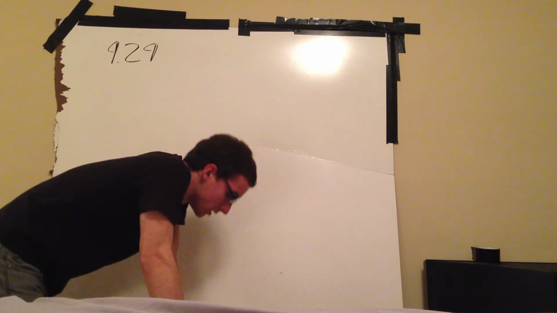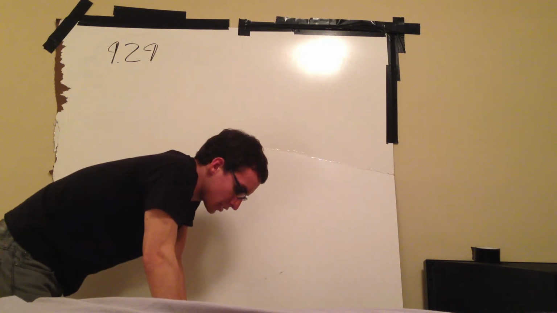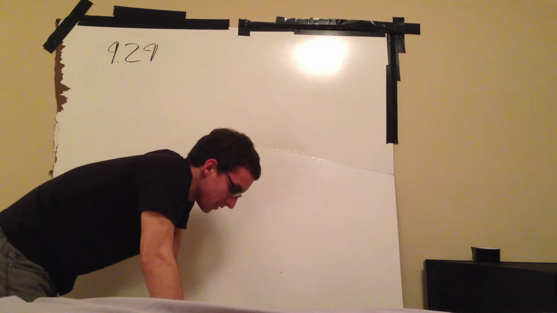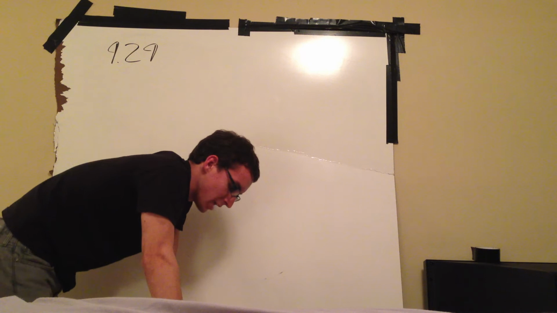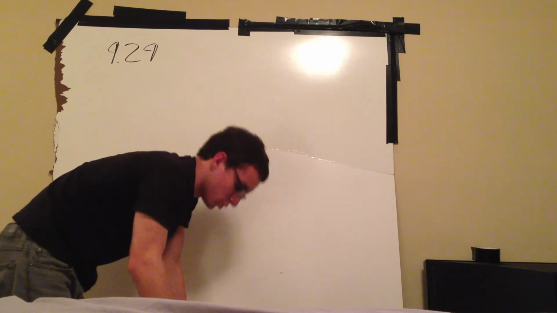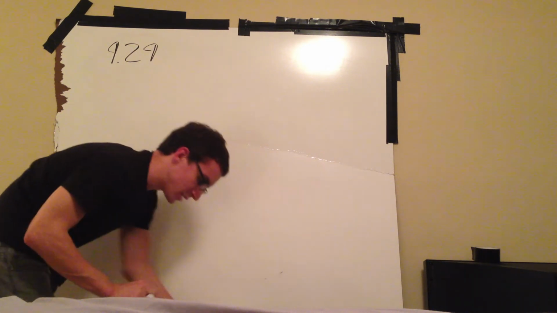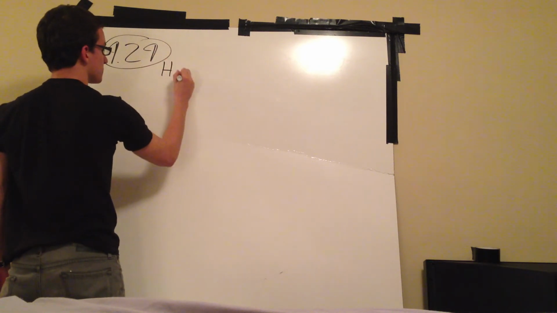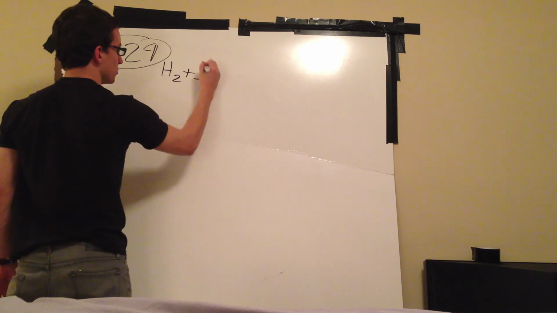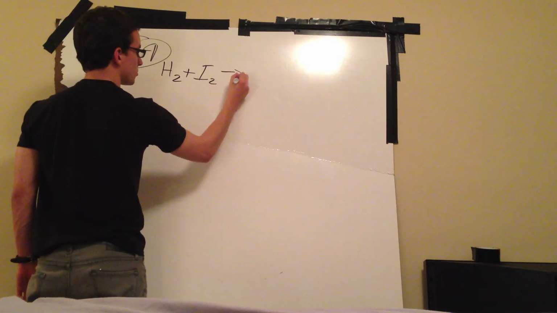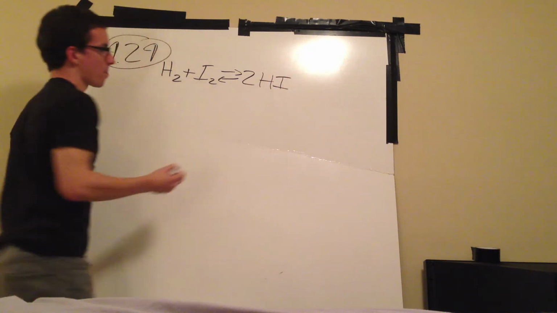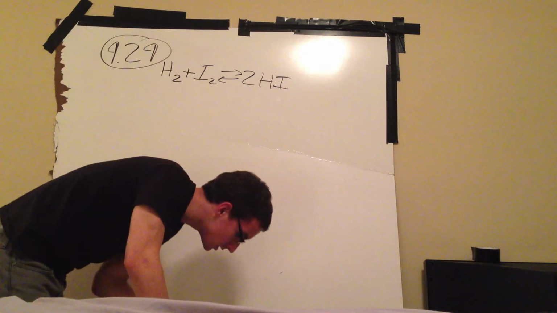9.29. The equilibrium constant Kc for the reaction of H2 and I2 is 54 at 425 degrees Celsius. If the equilibrium mixture contains 0.015 moles of I2 and 0.03 moles of HI, what is the concentration of H2? Let's write out the reaction that it gives us first. We have H2 plus I2 yields, reverse reaction, 2HI. No big deal, easy stuff.